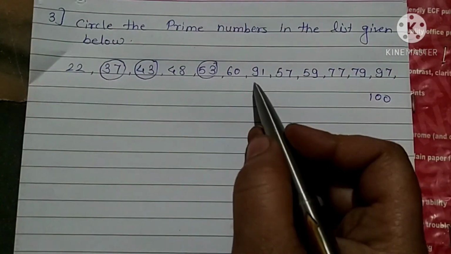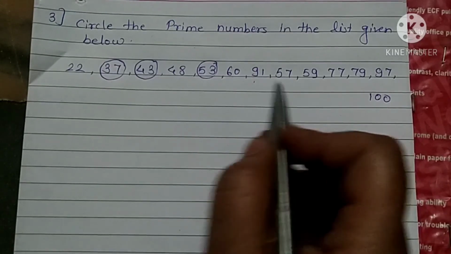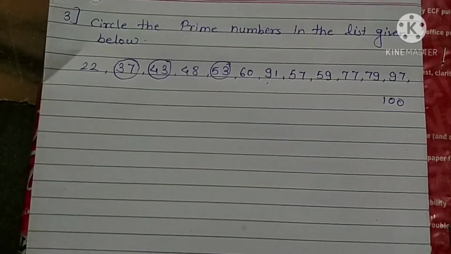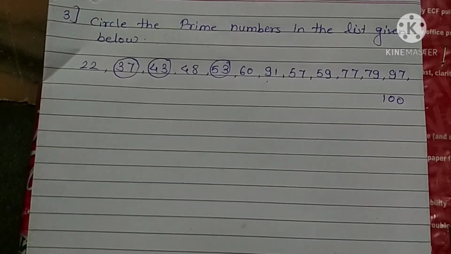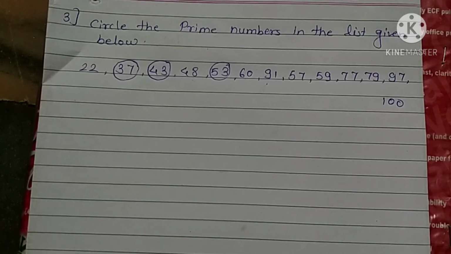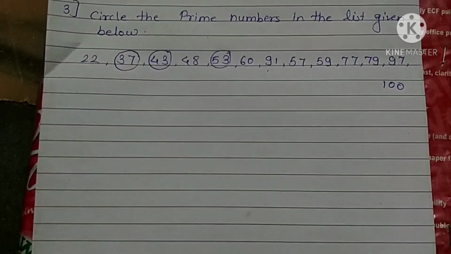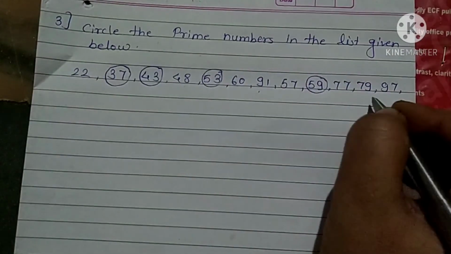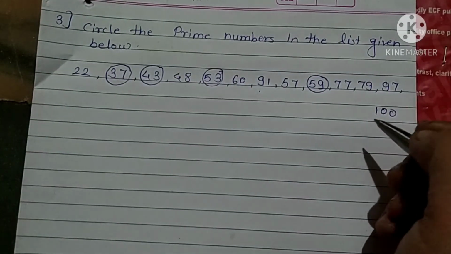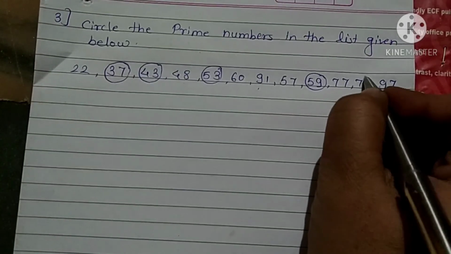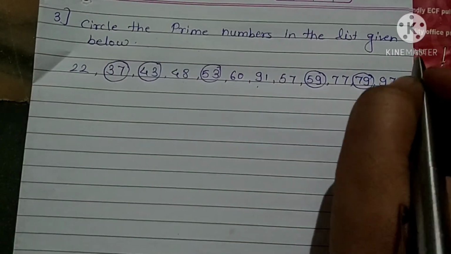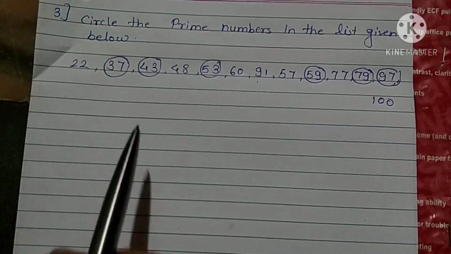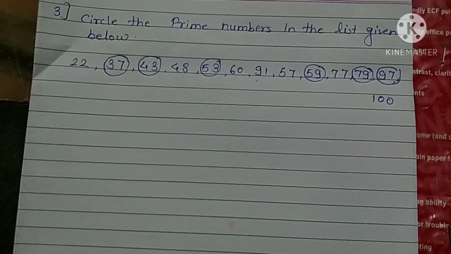91 also present in many tables. 57 also present in tables also. Okay. Then 57 is present in the 19 table. Then 59, is 59 present in any table? No. So 59 is a prime number. 77 is present in many tables. Then 79 is not present in any table, so it is a prime number. 97 also not present in any table, so 97 is also a prime number. So these are the prime numbers in the given list.